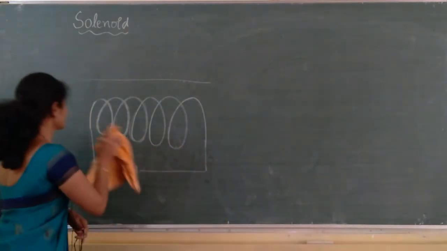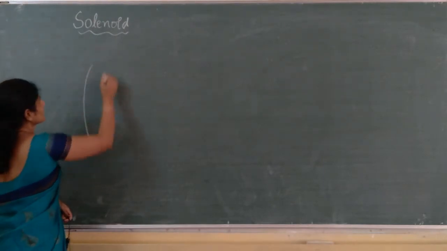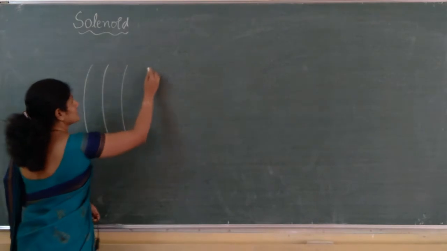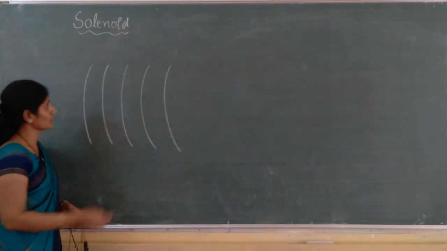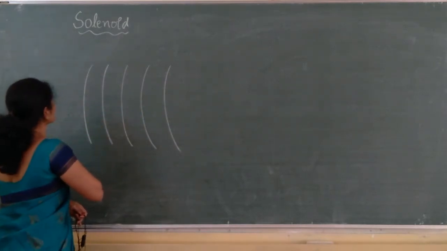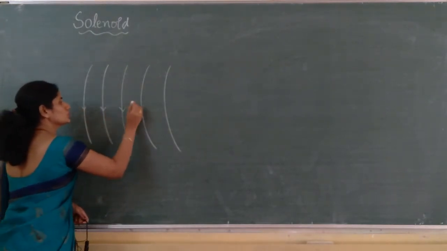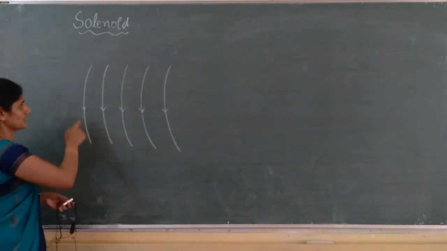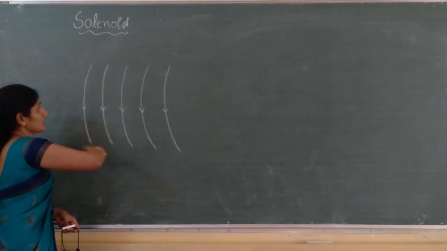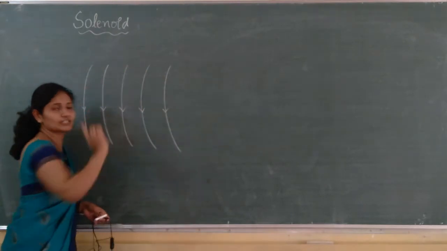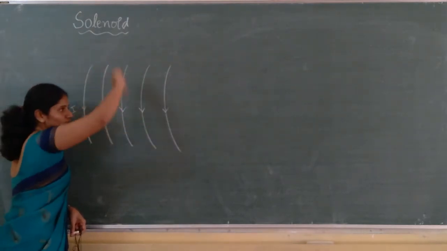The same diagram can also be drawn like this. This is the solenoid, and these are the turns. You just imagine that there are n number of turns in a solenoid, which is wound in the form of a helix. The current I is flowing in this direction. So there are n number of turns, and I is the current flowing through the solenoid, in the downward direction.